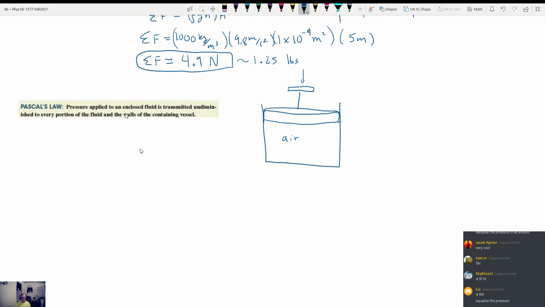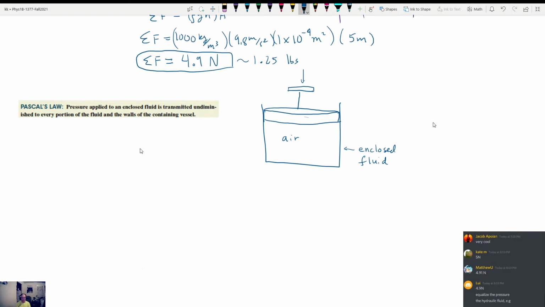Now let's read what Pascal's law says and let's see if we can apply it to this scenario. Pascal's law says that pressure applied to an enclosed fluid, this would be your enclosed fluid, right? Air is a fluid. Pressure applied to an enclosed fluid is transmitted undiminished to every portion of the fluid and the walls of the containing vessel. So what that means is that if I were to increase the pressure on the outside, it would increase the pressure everywhere on the inside. And you're right, Louis, that this is the principle behind how a hydraulic fluid works. And we're going to look at a hydraulic press here in a second as an example of this.